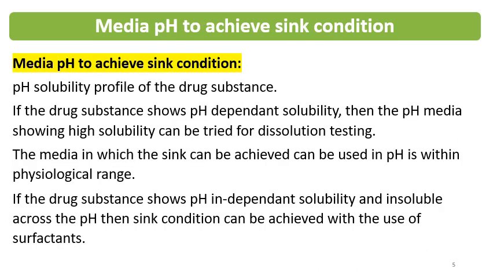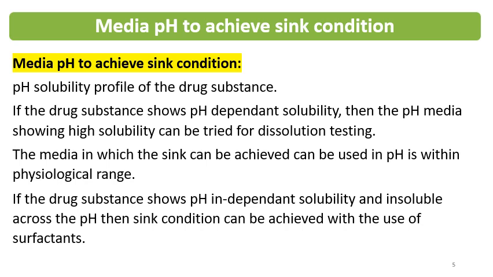So now let's see what we can do to get the rate and extent. First of all, we have to do the pH solubility studies to generate the pH solubility profile of the drug substance, and then you check at which pH the drug is showing higher solubility, and then check whether at that pH sink condition is achieved or not.